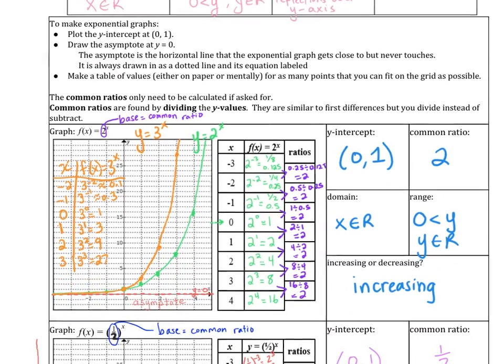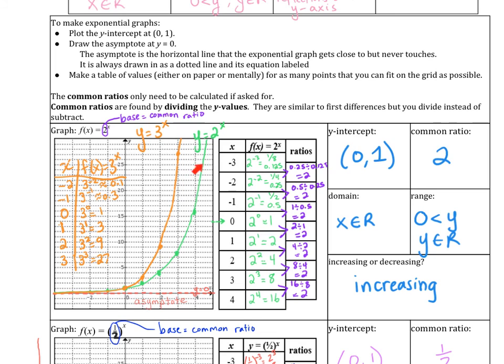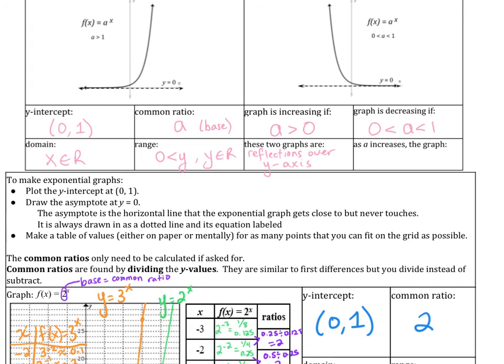And as we saw over here, if that base is 2 and that base is 3, if you increase the base, what happens is that the graph grows quicker, so the increase looks steeper. So as a increases, the graph increases or decreases quicker.